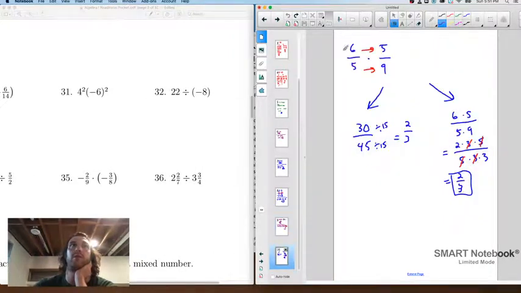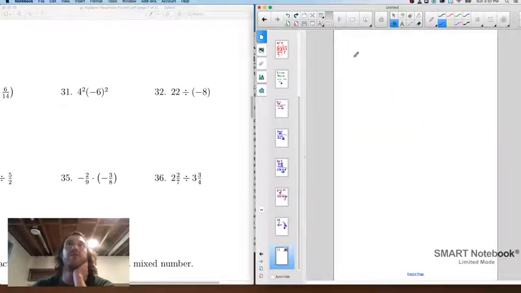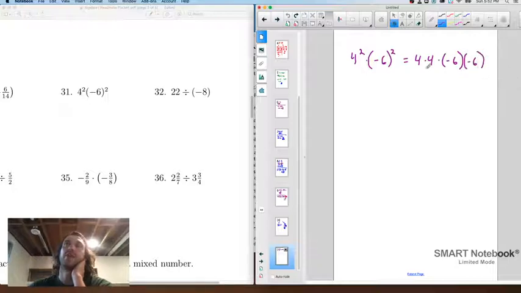31. Let's keep going. 31 says 4 squared times -6 squared. So what an exponent means, let me remind you, is the number of times that number is multiplied. When we write two numbers with exponents next to each other, we are multiplying those numbers. So if you were to expand this out, this would be 4 times 4 times -6 times -6. A common mistake here is to just make this -36, but it's actually not -36 because the negative is inside the parentheses that are being squared.